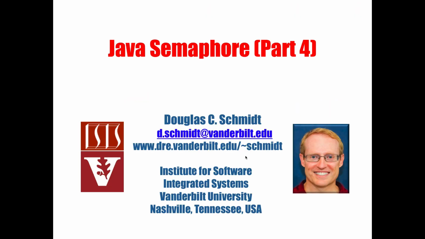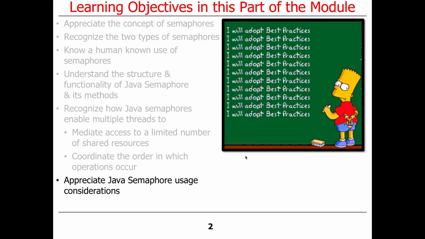So now that we've talked about what a semaphore is, and how Java semaphores work, we've seen a couple of examples of Java semaphores illustrating different features and use cases. The last part of this lesson talks about usage considerations. What are effective ways of using semaphores in practice?